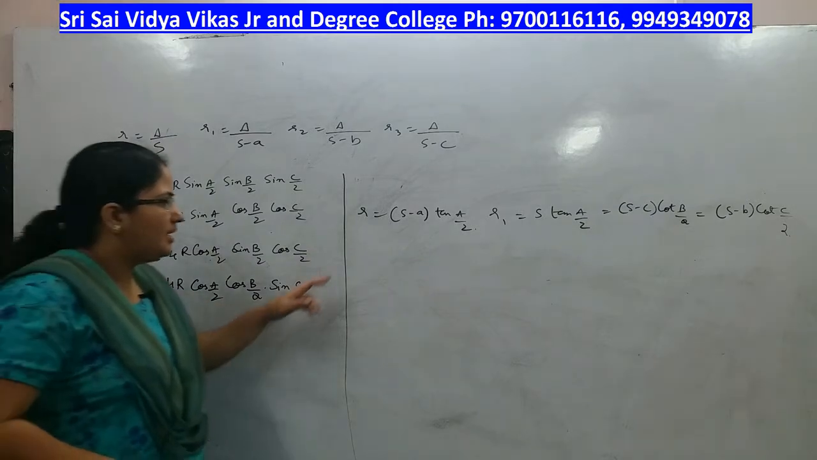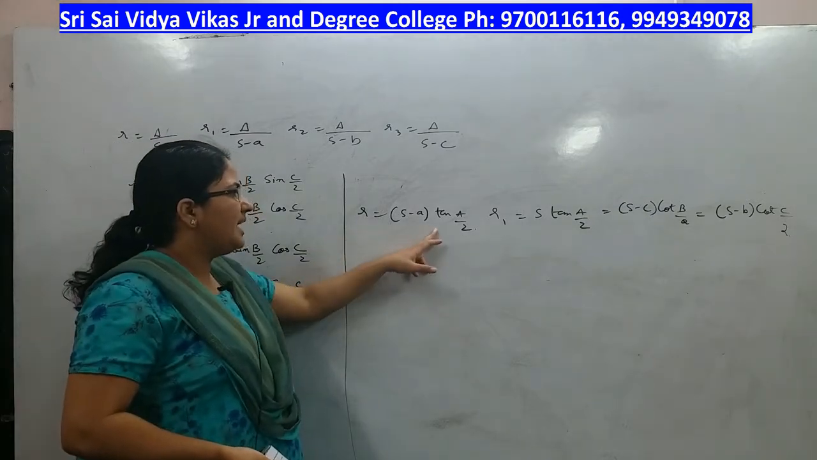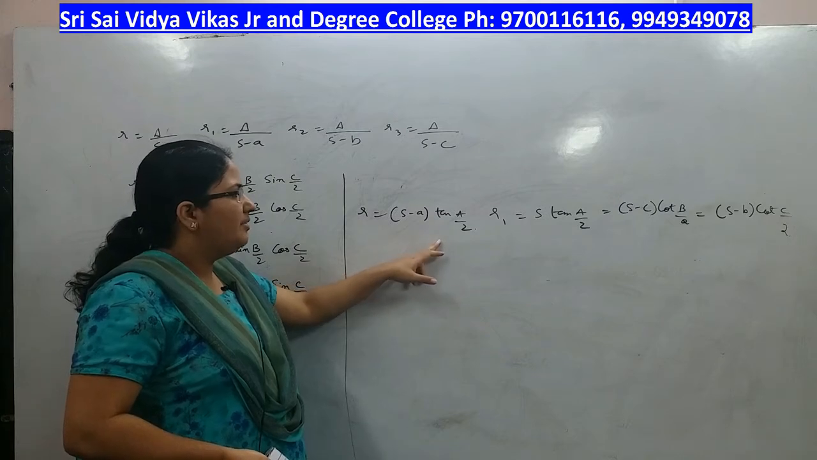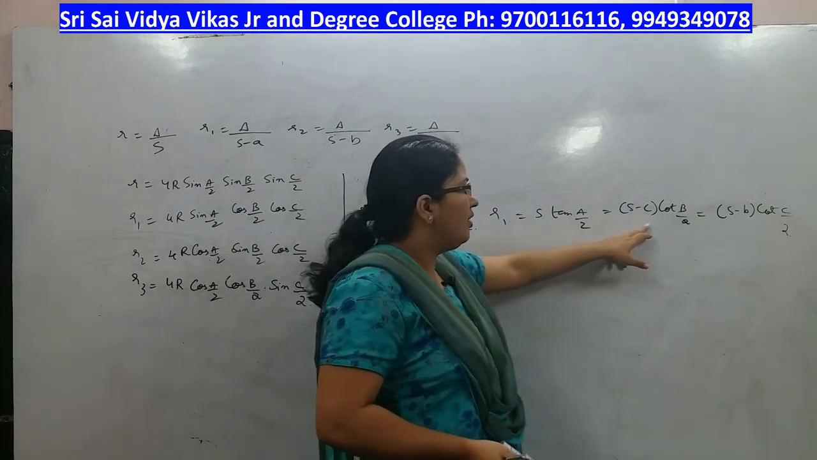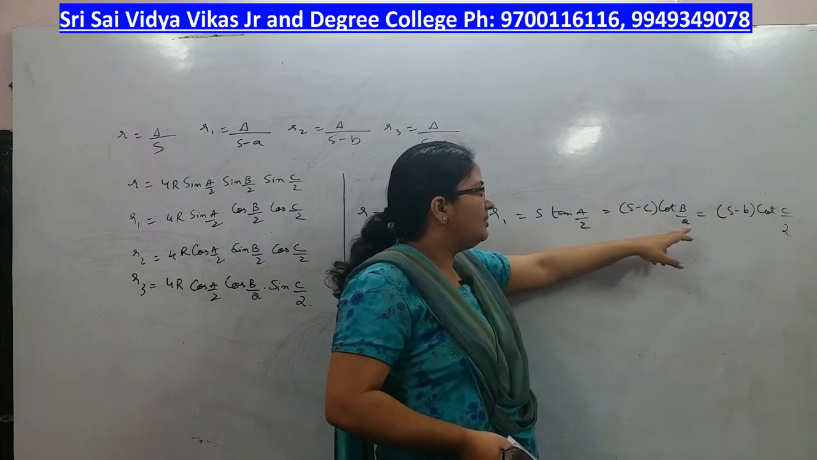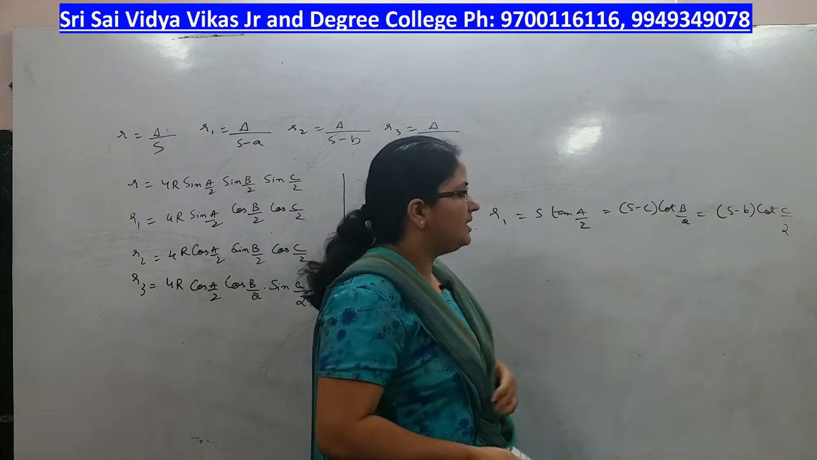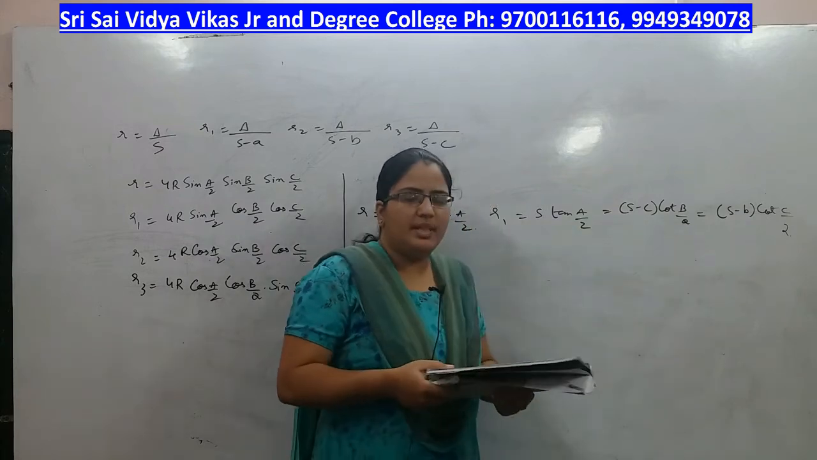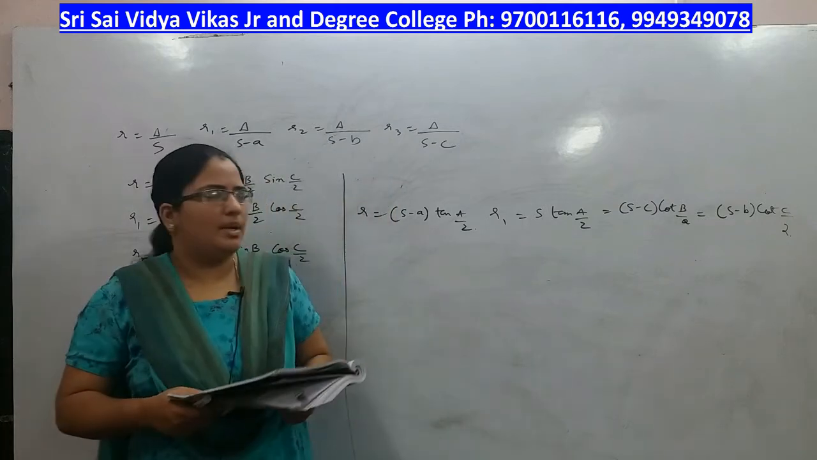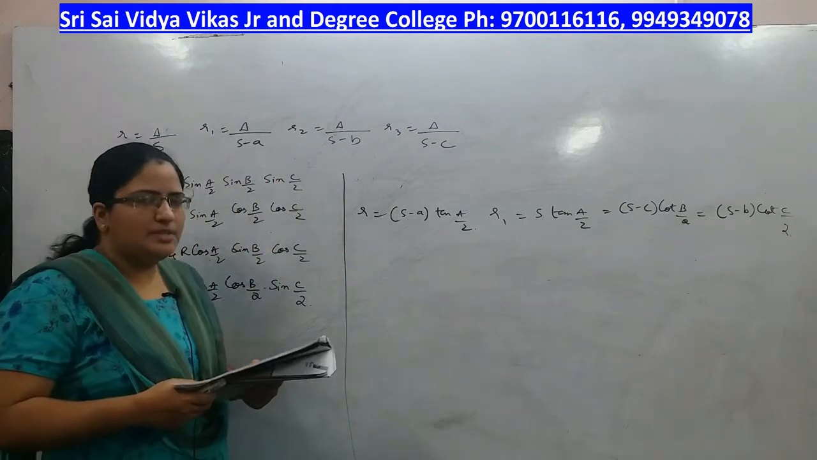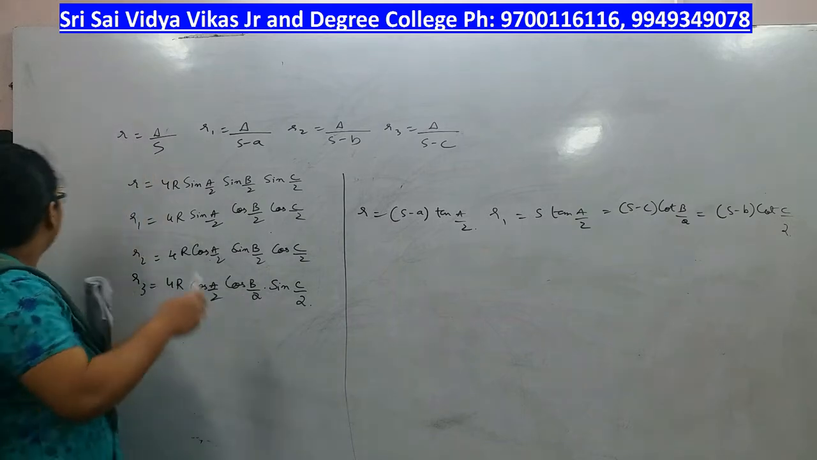And formula of r is (s minus a) tan A by 2. r1 is s tan A by 2, that is equal to (s minus c) cot B by 2, or (s minus b) cot C by 2. With these formulas we shall discuss. Write down these formulas first. With these formulas we shall start the exercise.